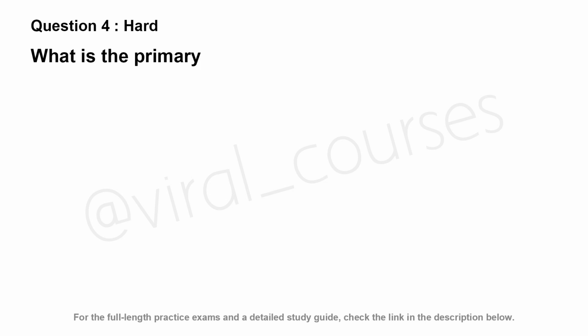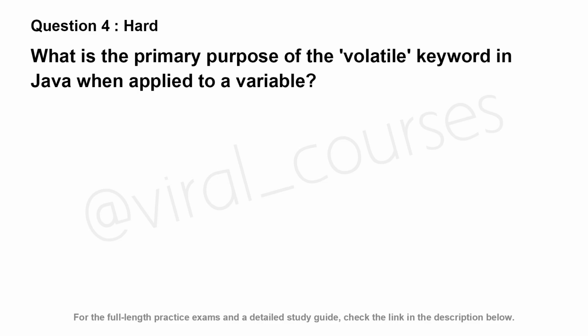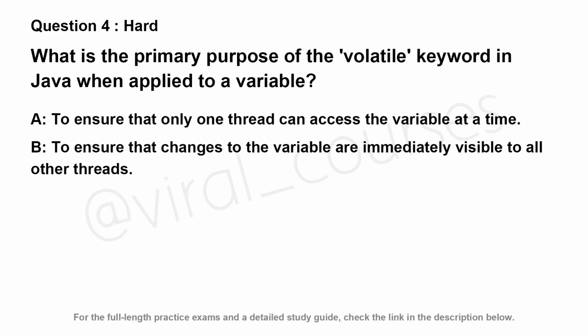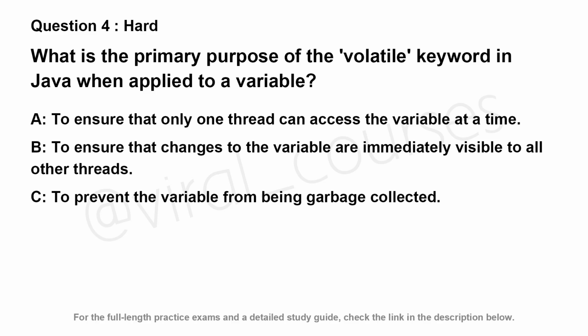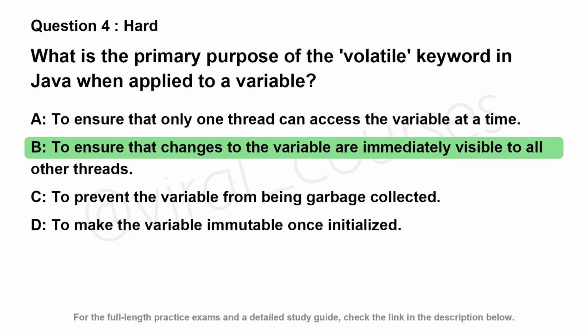What is the primary purpose of the volatile keyword in Java when applied to a variable? Option A. To ensure that only one thread can access the variable at a time. Option B. To ensure that changes to the variable are immediately visible to all other threads. Option C. To prevent the variable from being garbage collected. Option D. To make the variable immutable once initialized. The correct answer is B.